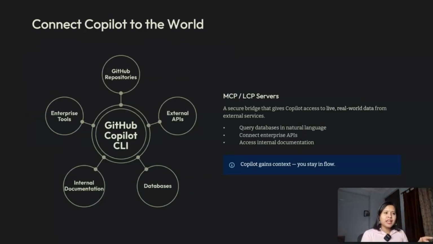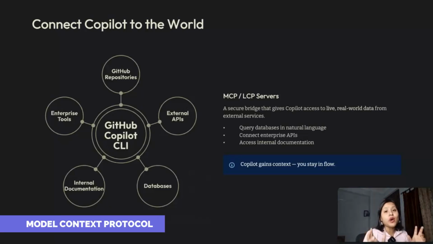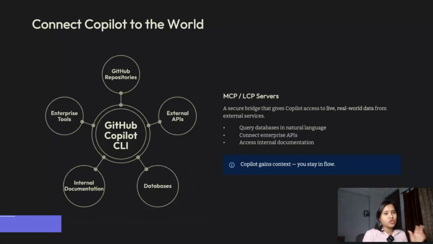Now, you have to connect the Copilot not only to your code base, you have to connect it to different things. One way of connecting is using an MCP server. You might have heard about MCP. MCP is Model Context Protocol, to connect with the outer world. It's a secure bridge that gives Copilot access to live real-world data from external services.